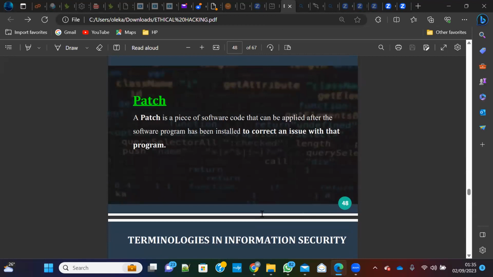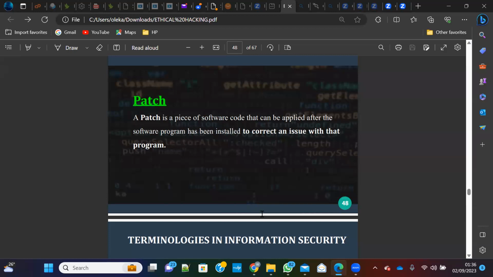Next is patch. Once you have discovered a vulnerability professionally, what you do is patch the vulnerability, or correct the vulnerability. That correction of the vulnerability, or patching it, is what we call a patch.